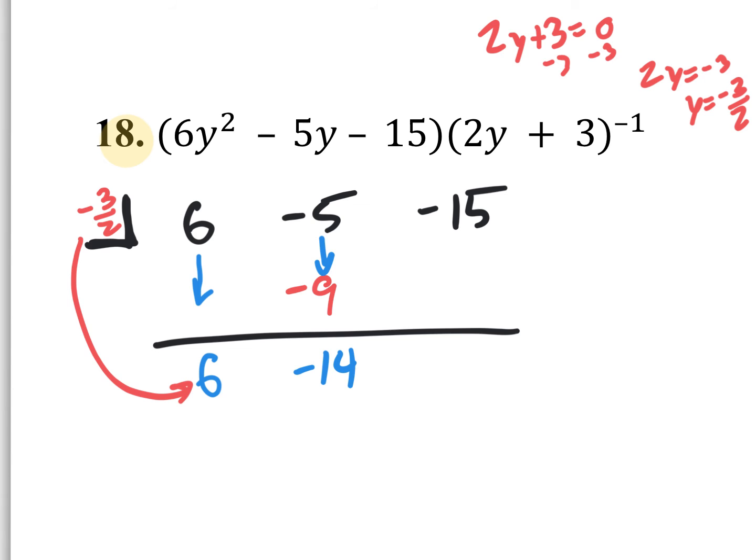And then up here, when I go -3 times -14, that's -42. No, positive 42, because negative times negative is a positive. Then divided by 2, 42 divided by 2 is 21. So this is a 21 over here, positive 21. And as you come down, you combine. -15 plus 21, what is that? 6. And that's our remainder.